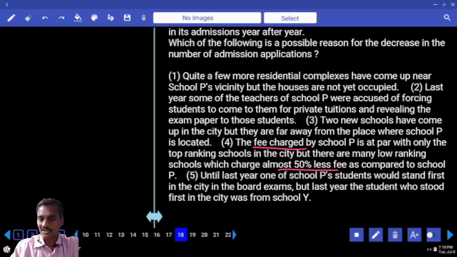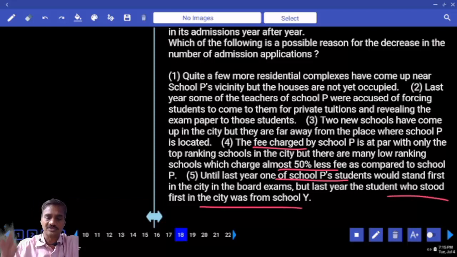Then until last year, one of the school's students would stand first in the city in the board examination. But last year the student who stood first in the city was from another school.